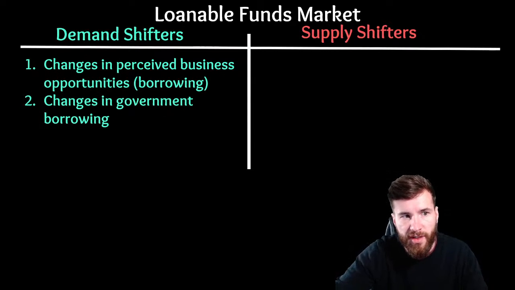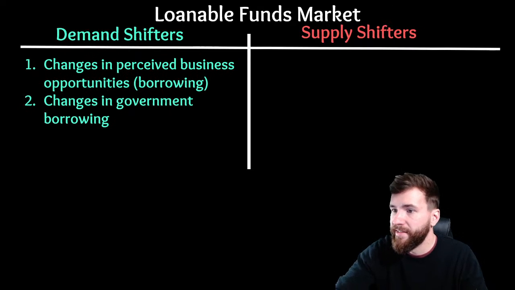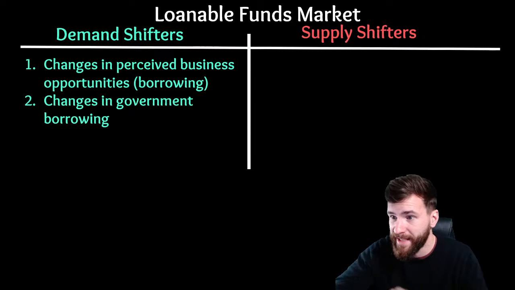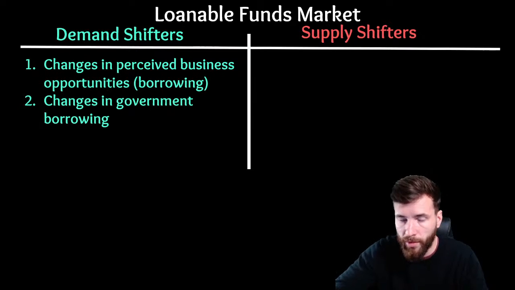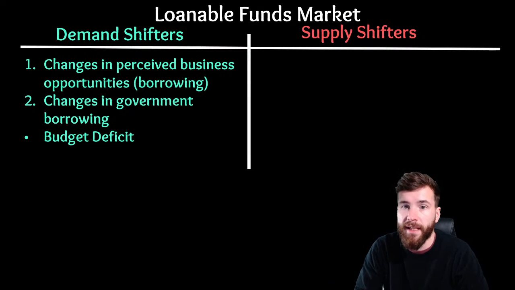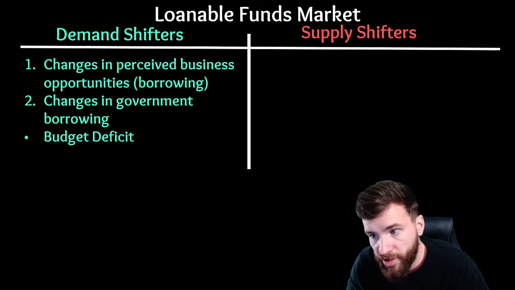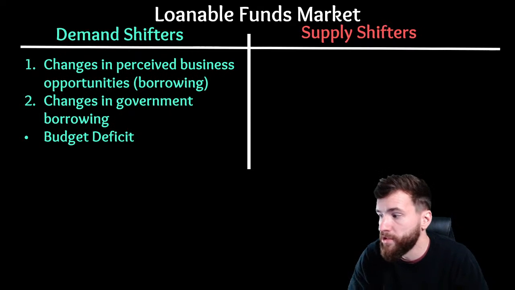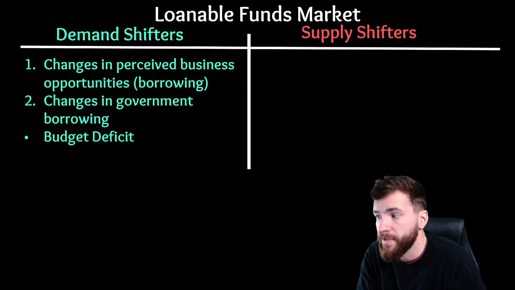Number 2 is changes in government borrowing. So we know that whenever the government uses fiscal policy, it's going to change their willingness and ability to borrow. They're either going to have to borrow more or borrow less whenever we're using some sort of expansionary or contractionary fiscal policy. We've talked about when we use fiscal policy, it causes either a budget deficit or a budget surplus. So let's use a budget deficit for example here. Let's say the government increases government spending and doesn't change taxes. That would be a budget deficit.